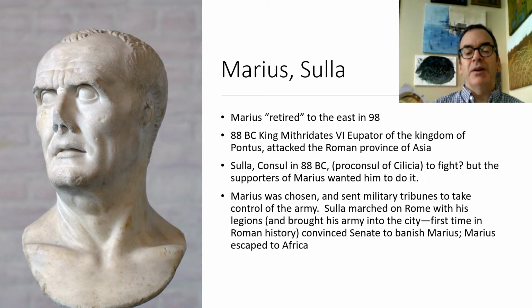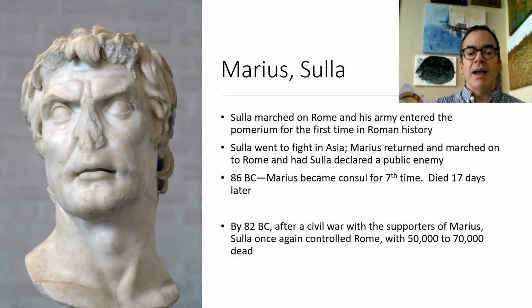He brought the army into the city, and if you remember, we talked about this a number of weeks ago, about the sacred boundary surrounding the city, where you couldn't bring military or arms into it, and this was broken by Sulla. And what he ended up doing is convincing the Senate, mostly by his military, to have Marius banished. Marius ended up escaping to Africa. I just talked about this: this is the first time that Sulla marched into Rome. This is the first time that it happened.